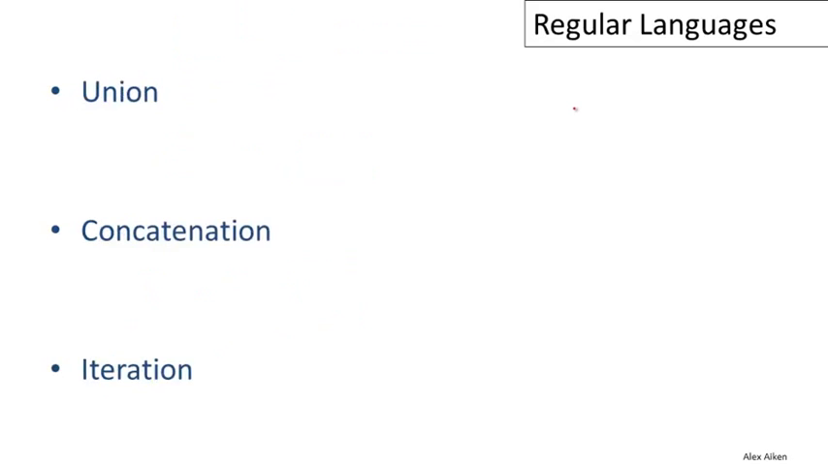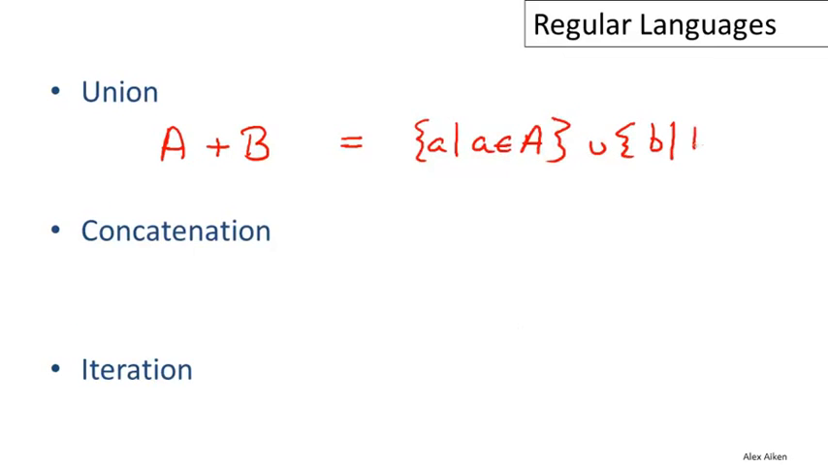Besides the two base regular expressions, there are three compound regular expressions, and we'll just go through them here in order. The first is A plus B, which corresponds to the union of the languages A and B. So this would be the set of little a such that little a is in the language of big A, union little b such that little b is in the language of big B. So just the union of the two sets of strings.